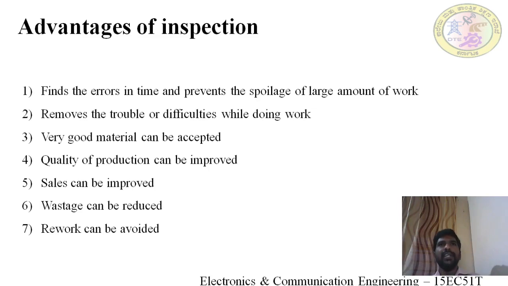First, it finds errors in time and prevents spoilage of a large amount of work. You will find the error in time, and large amounts of spoiled work will be reduced. It removes the troubles or difficulties while doing the work. Very good material can be accepted; only good material is accepted. Example, raw material: you will test the raw material to see whether it meets all the quality standards. Then only you will take it for further production. Otherwise, you will reject it. So good material can be accepted.